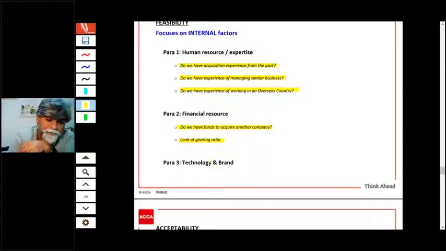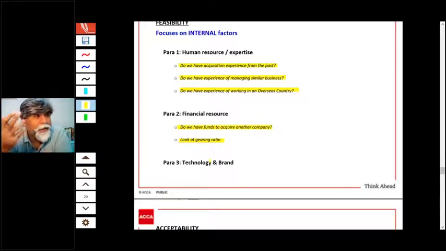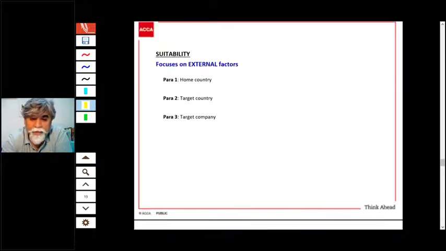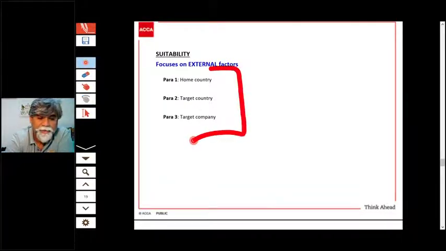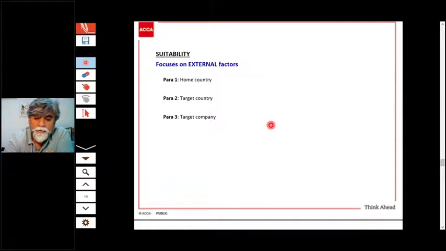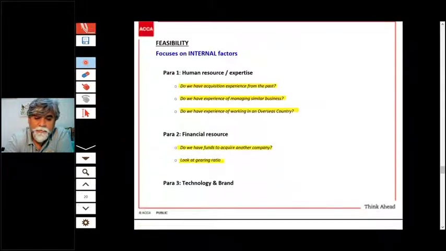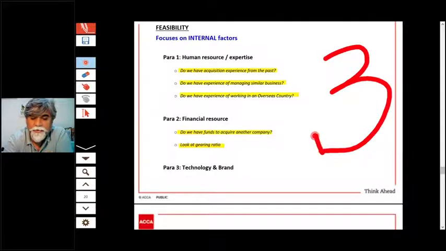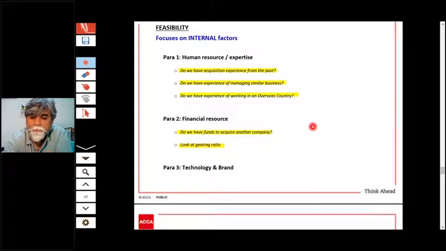And then in the third section, we talk about technology or brand. For example, if we have a website, any special kind of online presence or some software, or we have an established strong brand, we can talk about this under technology and brand. You will need to remember: suitability, how many sections? 3. Feasibility, how many sections? 3. One on human resource, one on financial, one on technology or brand.